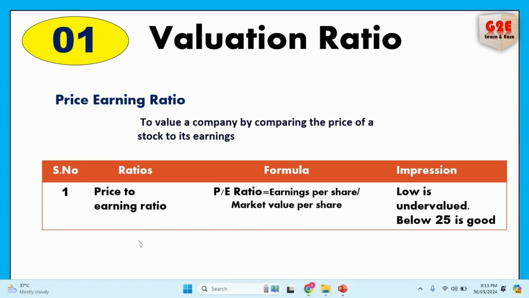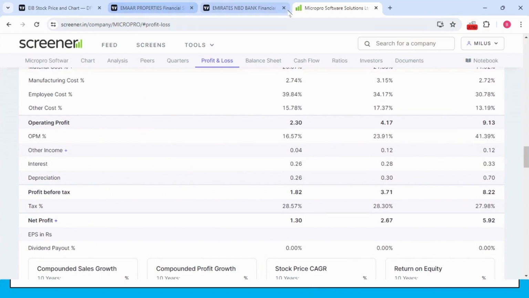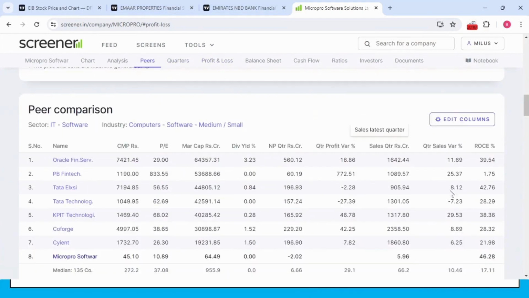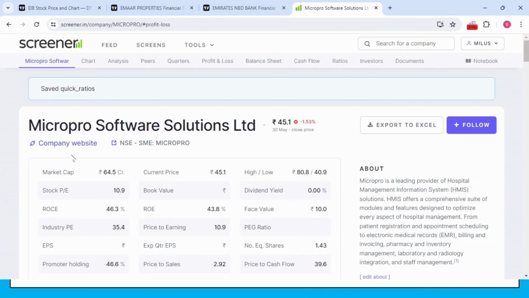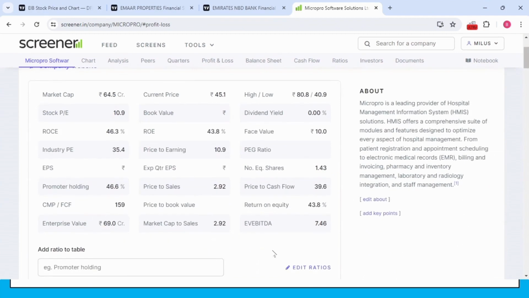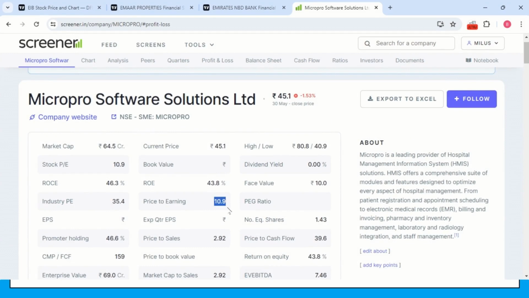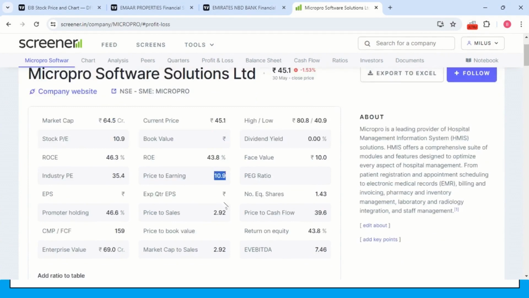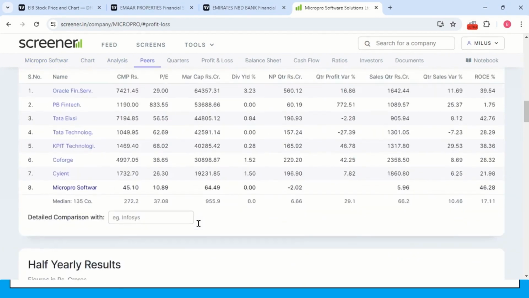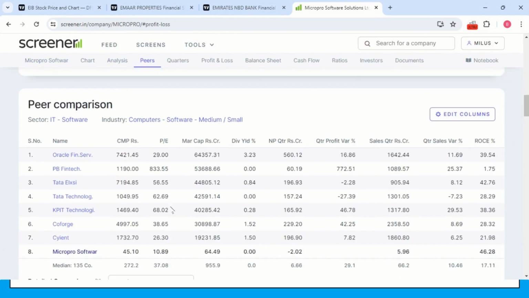Okay, so now I will show you one example. From here you can take the price earning ratio. See here, it's 10.9, and this is a software company. So what you need to do is compare it with the peer companies below, similar software companies.